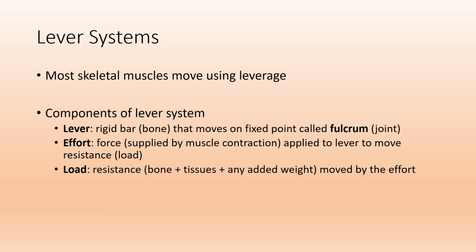There's the fulcrum, or the joint, which is what we move around. It's a fixed point. Next is the effort, and that's going to be the force that is produced by muscle contraction to move the last component, known as the load. The load includes the resistance that is being moved. This includes the bone, as well as the tissues and any added weight, such as a dumbbell or a textbook.